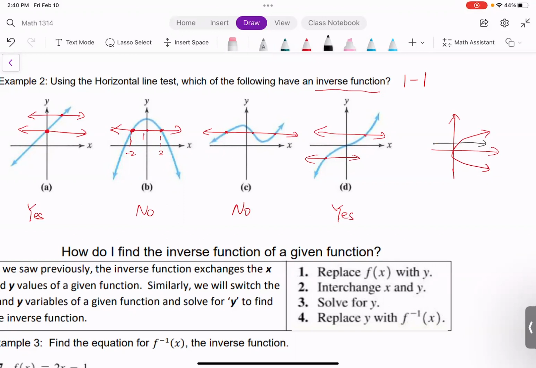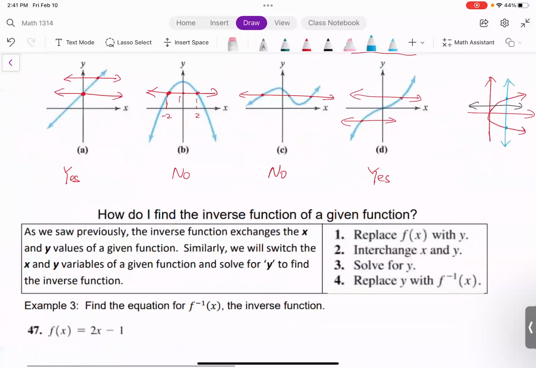Maybe some of you say yes. We only can find one intercept for each horizontal line. But inverse function means one-to-one, so that means we need to pass the vertical line test. If I have two intercepts on the vertical line test, that means this red curve is not a function. If it is not a function, we don't need to use the horizontal line test. We cannot say it has an inverse function.